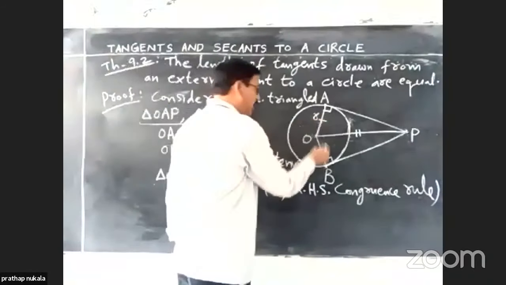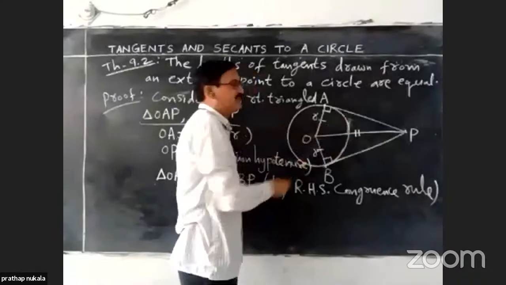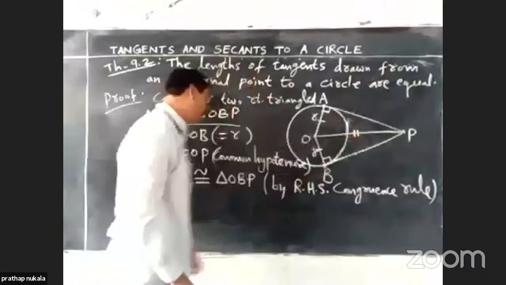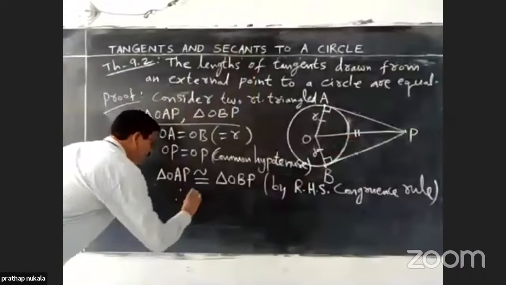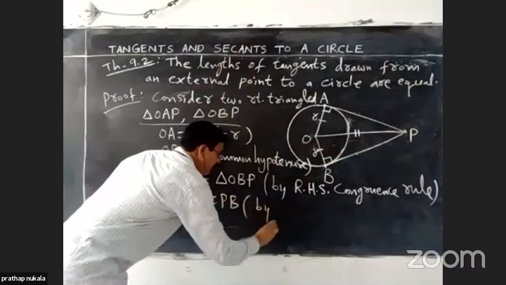That means these two are equal. This is equal to itself. Then what are the remaining sides? Pair of sides? Only these two. Therefore, PA equal to PB by CPCT.